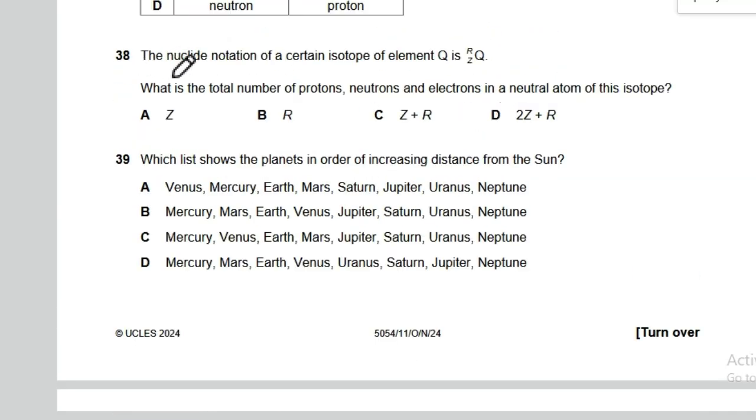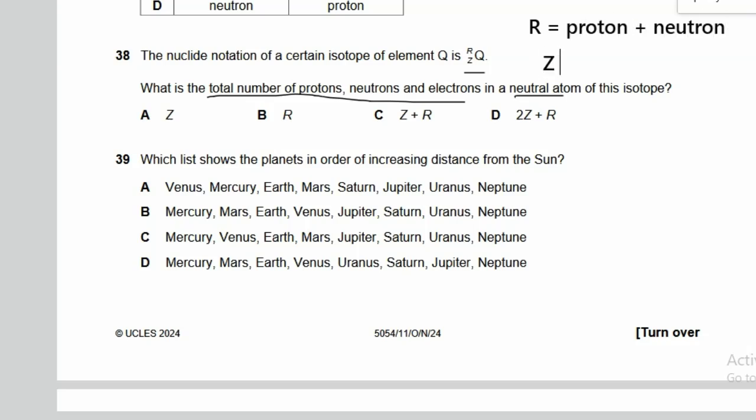Question 38. The nuclide notation of a certain isotope of an element Q is R over Z Q. What is the total number of protons, neutrons and electrons in a neutral atom of this isotope? So in a neutral atom, R is equal to the nucleon number, which is proton plus neutron number, and Z is equal to the electron number or the atomic number. So the total number of protons plus neutrons plus electrons is equal to R plus Z, which is option C.